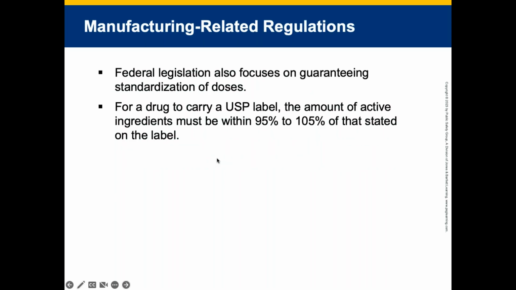The manufacturing related regulations, which are federal regulations, also focus on guaranteeing standardization of dosaging. Standardization assures patients, when they take a medication with a stated amount of the active ingredient, that they will receive that amount of drug. So for a drug to carry a USP label, the amount of active ingredients must be within 95 to 105% of that stated on the label.